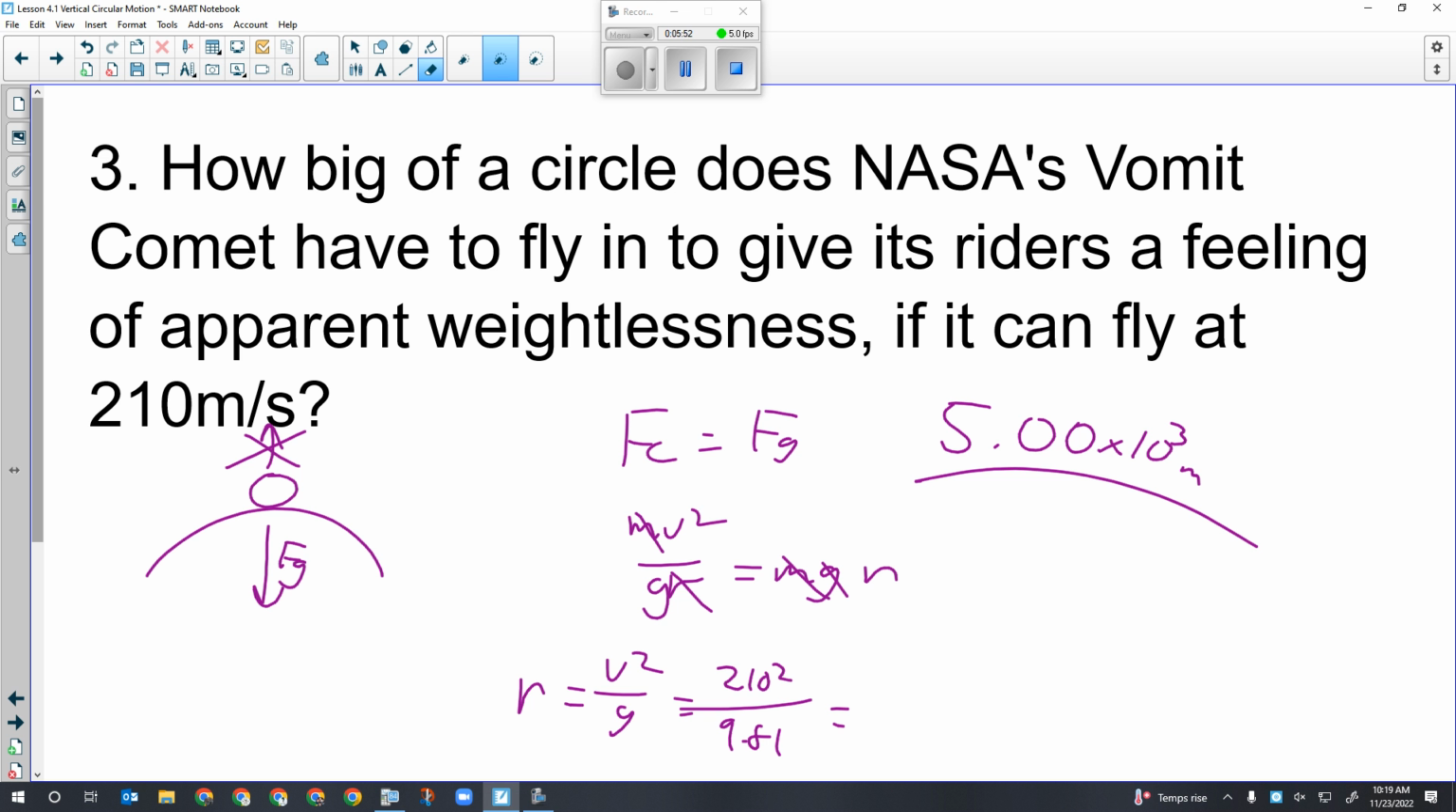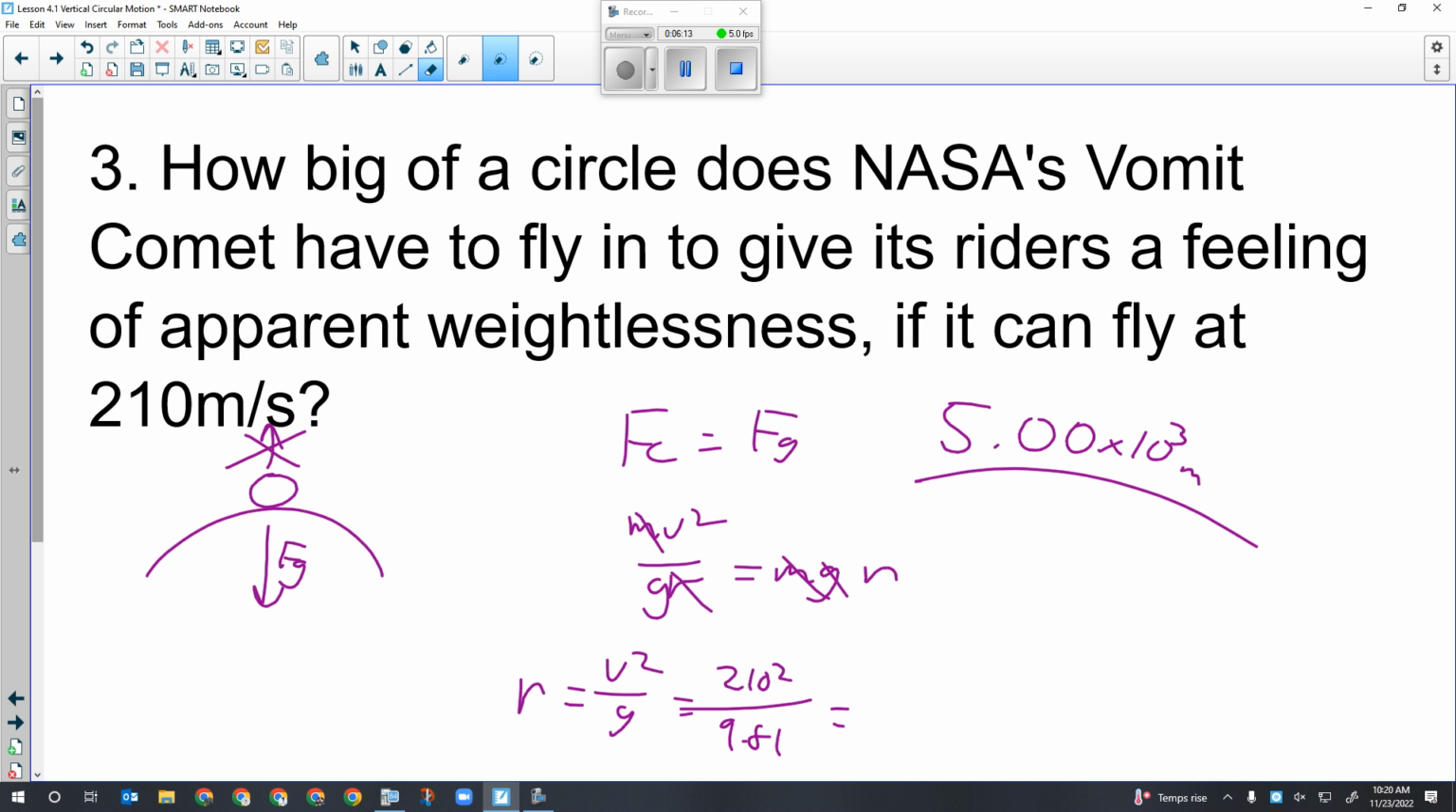Is that a pretty reasonable number? It is. I mean, this is a plane after all. It's a big circle in the sky it's flying in. It's moving at 210 meters per second. It's going to go a long way. So yeah, that's a very reasonable answer. All right, how are we feeling about these vertical ones? How are we feeling about the vertical stuff?